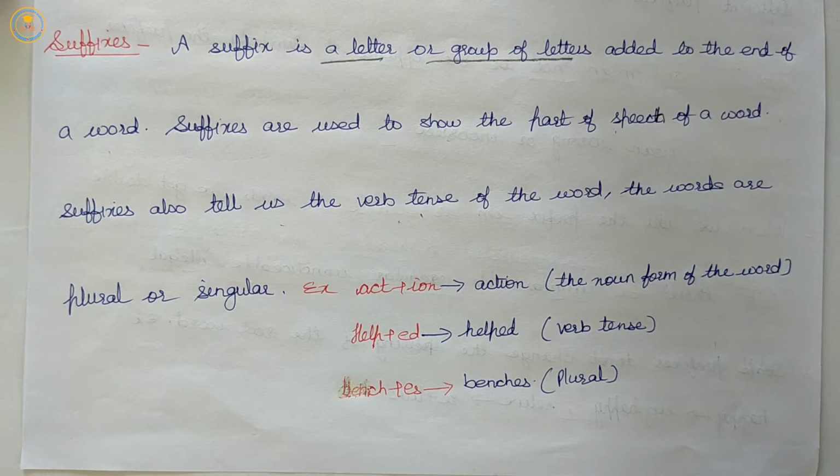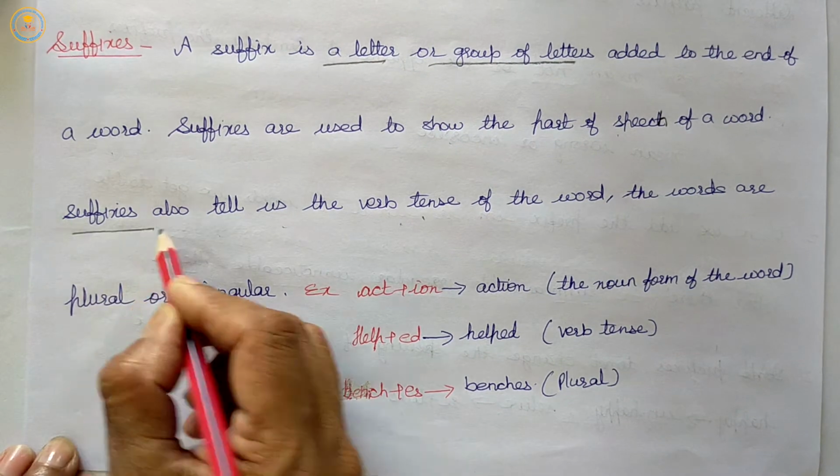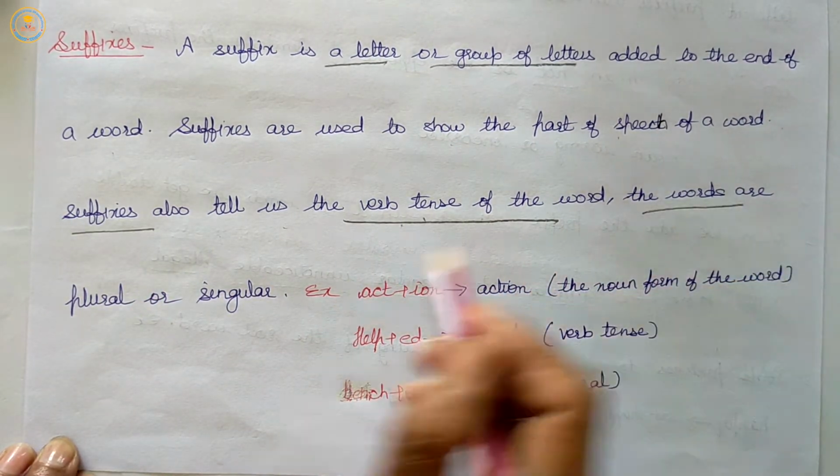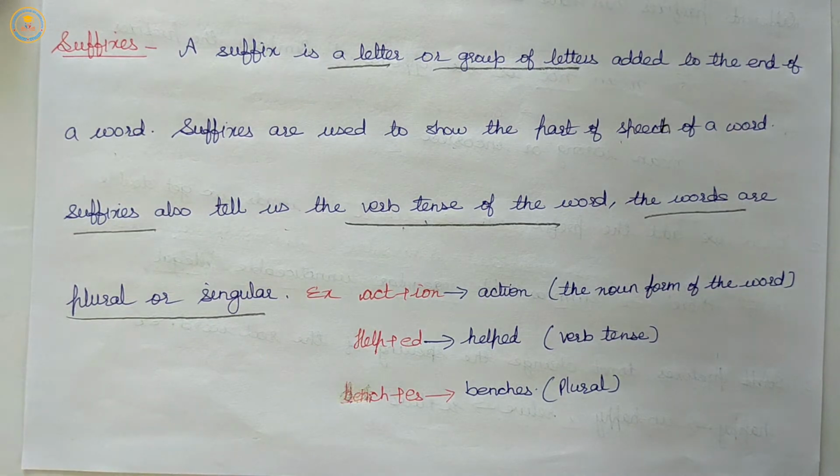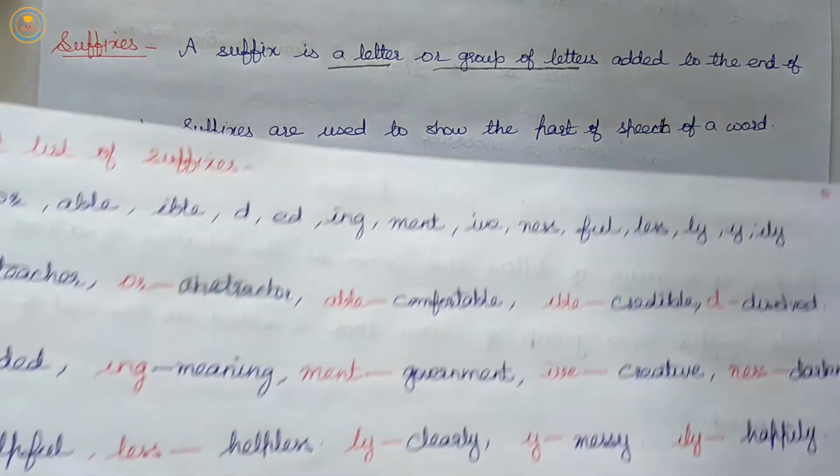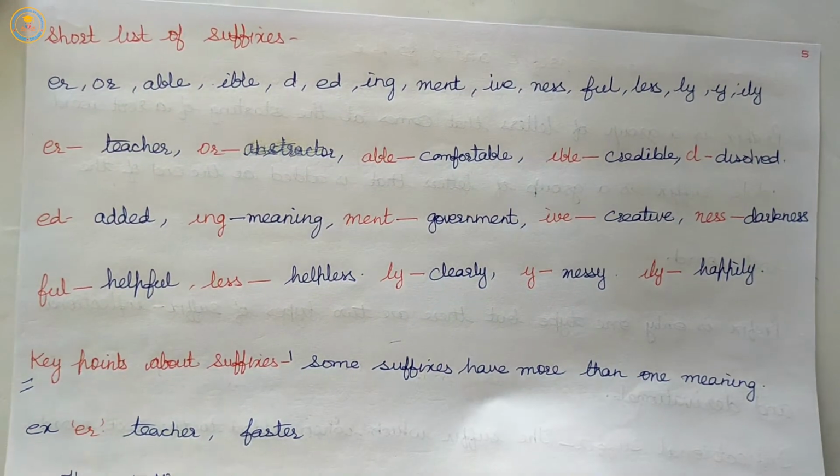Suffixes are used to show the part of speech of a word. Suffixes also tell us the verb tense of the word, and whether the words are plural or singular. First, act plus ion, action. Help plus ed, helped, verb tense. Bench plus es, benches, plural. So we can say that suffixes tell us about the word or part of speech. Let us study some lists of suffixes.